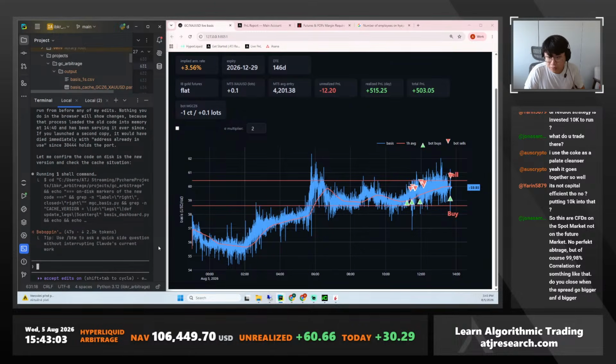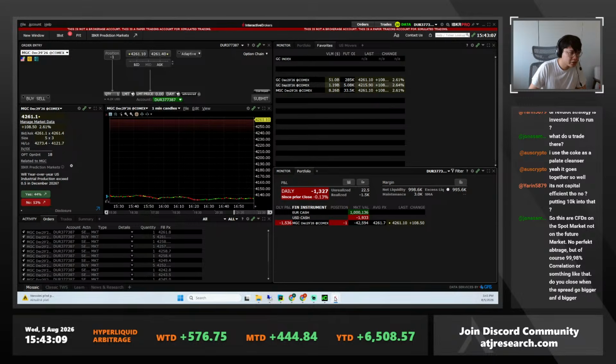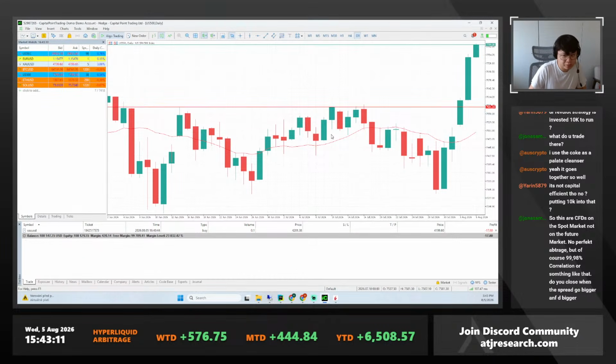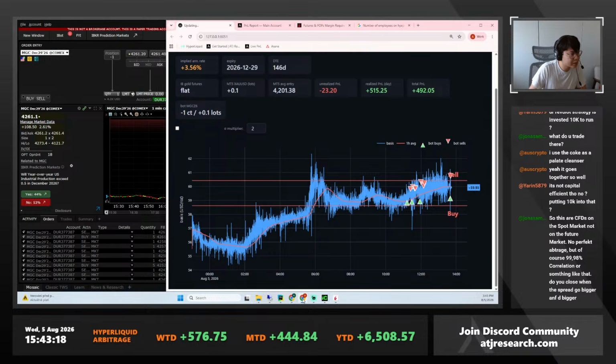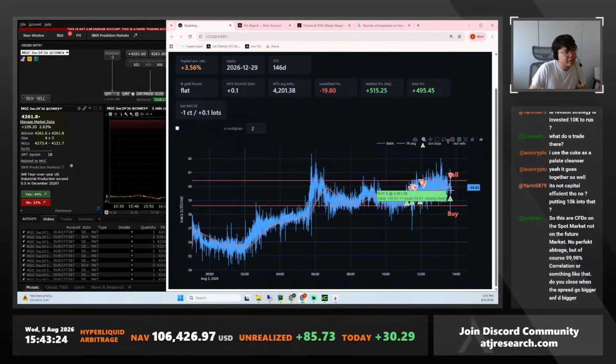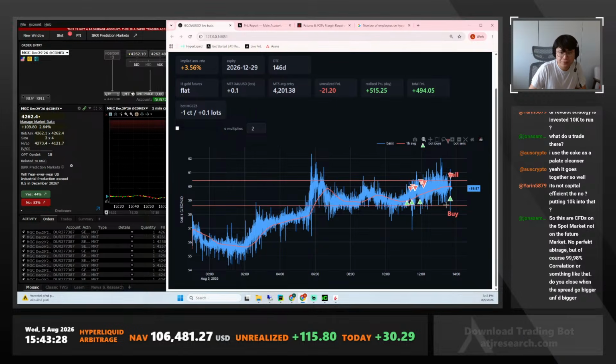So these are CFDs on the spot market, not in the futures market. Well, I'm trading futures on interbank brokers, and I'm hedging that with the CFD market on MT5. I mean, it's no perfect arbitrage, you're right, because when you trade something like that, there is a chance that you're going to lose money, right? For example, if your mean or the average moves against you, you will lose money. But it should work, in my opinion.